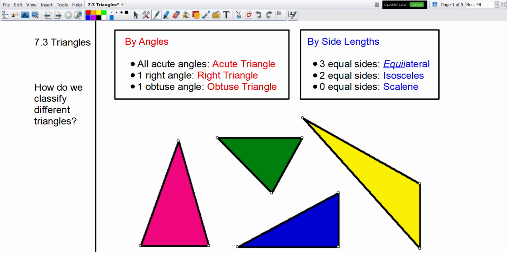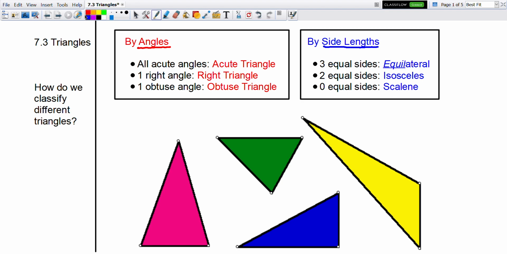Okay, welcome to lesson 3. This one's about triangles, and we're going to start by learning how to classify or name triangles based on two different things. One, by the angles of the triangle, and two, by the side lengths of the triangle.